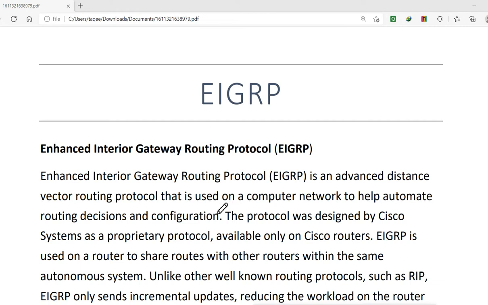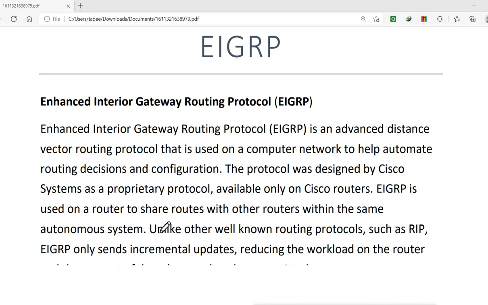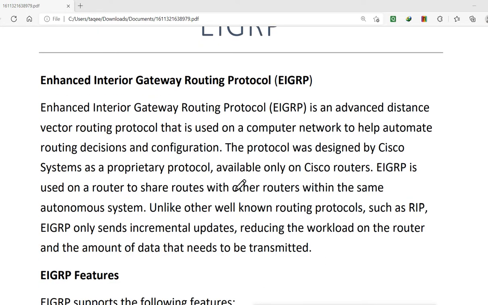So this EIGRP is an advanced distance vector routing protocol that is used on a computer network to help automate routing decisions and configurations. The protocol was designed by Cisco Systems as a proprietary protocol and is available only on Cisco routers. So we cannot use this on other companies' routers because it is a proprietary protocol for Cisco.